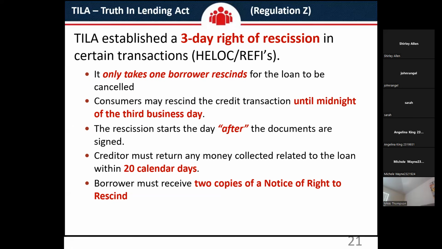And then if there's any money that's been paid out on that refinance, then the lenders have 20 days to return it. Everything in red is a test question. Borrowers have 20 days, 20 calendar days to return it, not business days. And any borrower on the deal has to receive 2 copies of a notice of a right to rescind. If that doesn't happen, then that can be an extended rescission period up to 3 years.